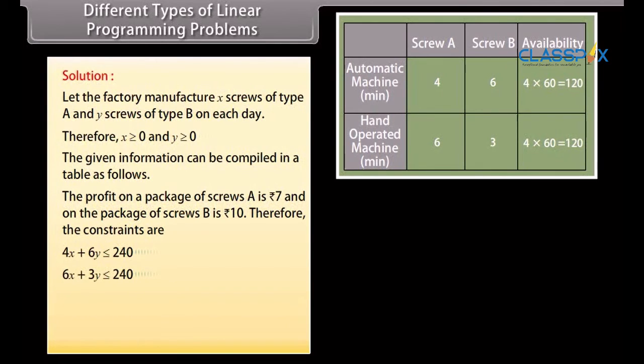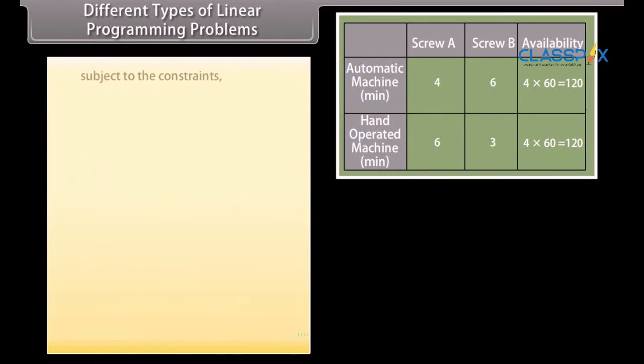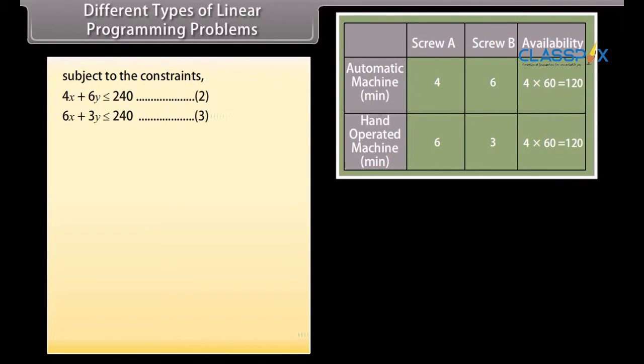6x plus 3y is smaller than or equal to 240. Total profit Z is equal to 7x plus 10y. The mathematical formulation of the given problem is maximize Z equals 7x plus 10y, mark it as equation 1, subject to the constraints: 4x plus 6y is smaller than or equal to 240, mark it as equation 2. 6x plus 3y is smaller than or equal to 240, mark it as equation 3. x, y is greater than or equal to 0.